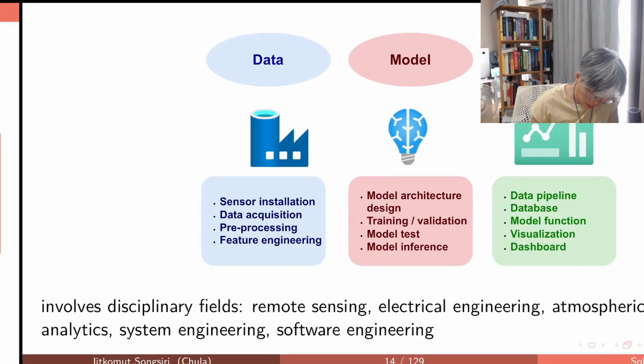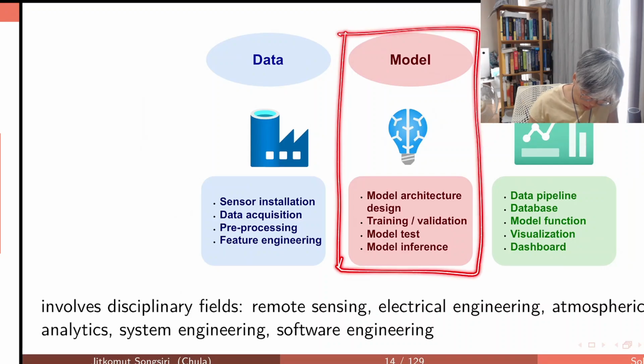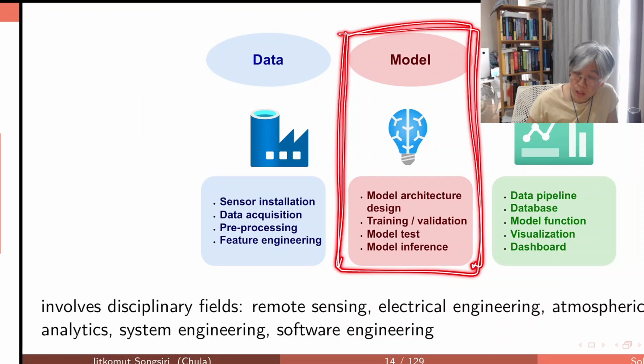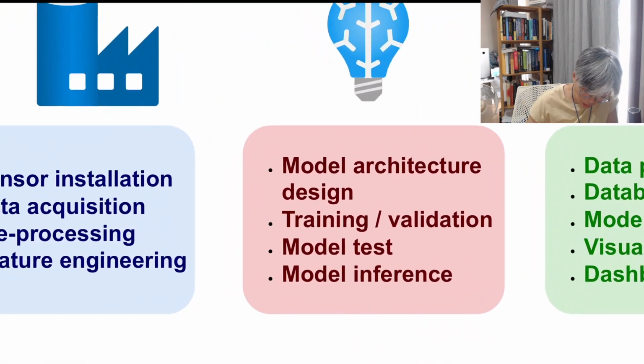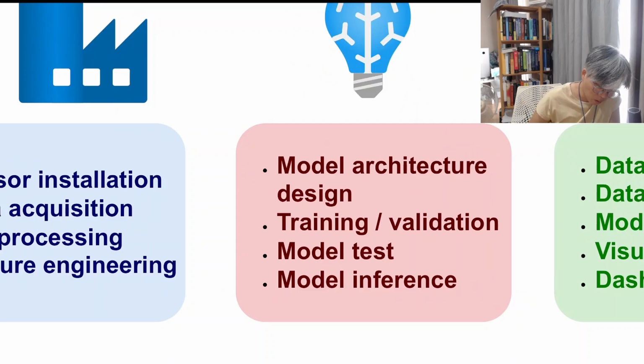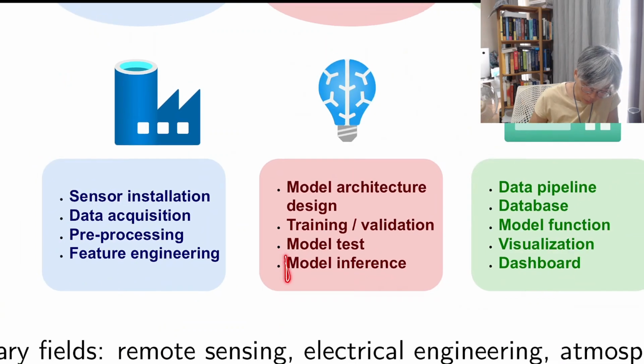Once we get the data, of course, the main focus is to develop a forecasting model. This will require the concept of designing the model architecture. So this is the work of the data scientist, okay? And you can perform the training process and validate the model, tune the hyperparameters, and test the model on the new data set, and prepare the model that will be used in the model inference mode.